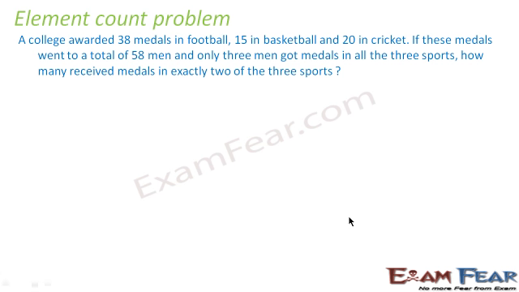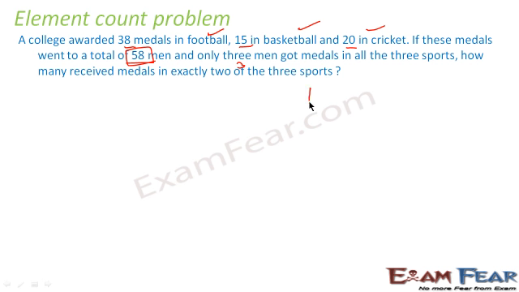Let's take the last example. A college awarded 38 medals in football, 15 in basketball, 20 in cricket. So from this we see there are three sets: football, basketball and cricket. Of these medals, a total of 58 men got medals. That means the number in this union is equal to 58. And only 3 men got medals in all 3 sports. How many received medals in exactly 2 sports?